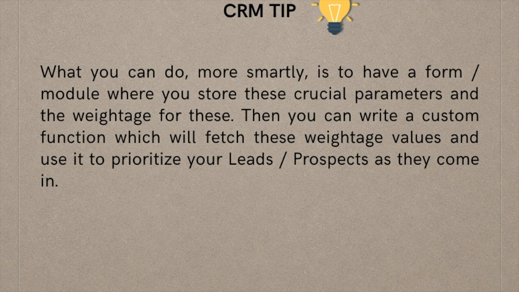So I have a CRM tip for you. What you can do in your CRM is to have a form or module or whatever they call it in your CRM, where you can store these crucial top 3 parameters and you give your own weightage for each of these. Why I'm asking you to store it in a form is that you can go back and change it really easily at any point in time without having to go back and change the actual coding or the script. So now you can write a custom function which will fetch these weightage values automatically from this form and use it to prioritize your prospects as they come in.